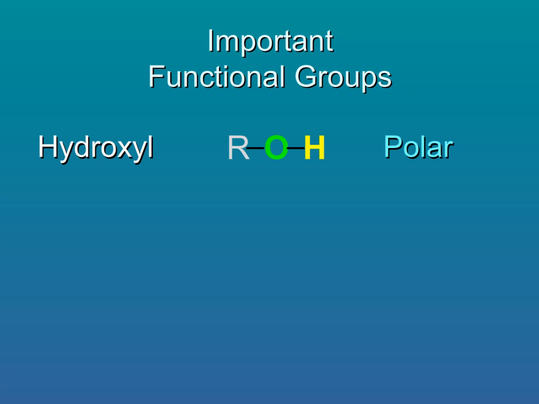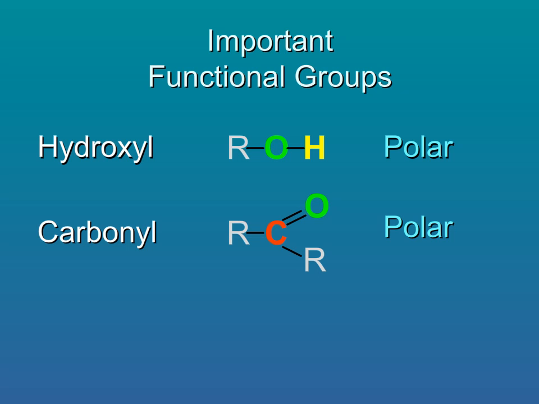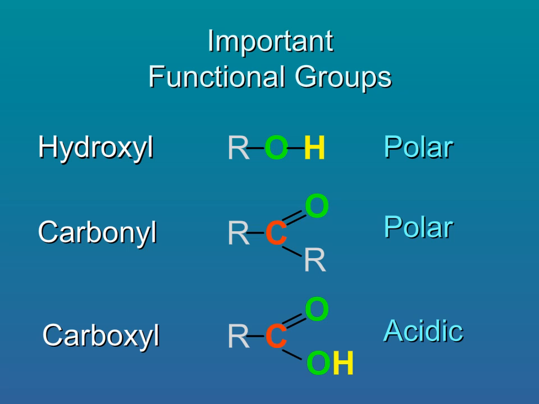Since this group has an electronegative oxygen, it has the property of being polar. It may also lose its hydrogen in solutions with a pH of 7 to become an ion. The carbonyl functional group consists of a carbon double bonded to an oxygen. The oxygen makes this group polar as well. Carboxyl consists of a carbon double bonded to an oxygen and single bonded to an oxygen with a hydrogen. This group tends to be acidic in solutions with a pH of 7, as the hydrogen dissociates from the molecule.